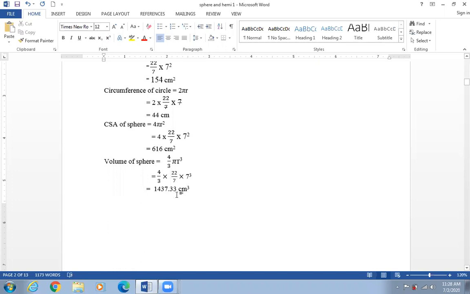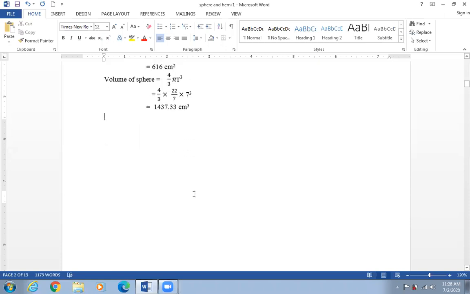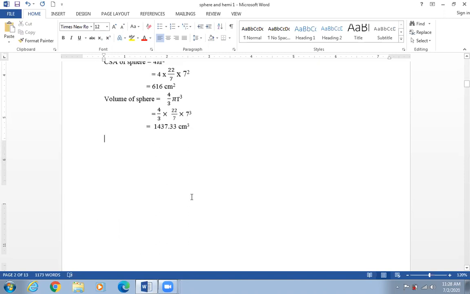Good. Did you get the answer now? Yes, sir. Do it in this way. Calculation must be done in that way. Otherwise, do like this: 4 into 22 into 7 cube divided by 3. This is also in the divide sign. Again, divide by 7. Divide by 3, divide by 7. And then you will get the answer. That way you can do it. Okay, so let me go to the next question.